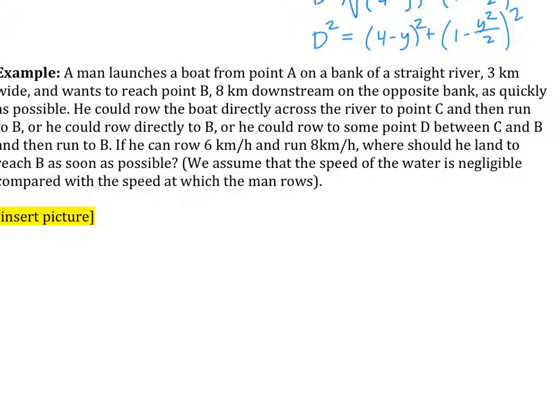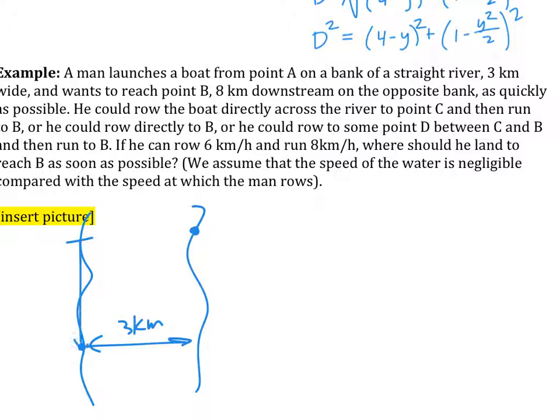All right, so this is where we stopped last time. I don't know if you remember. That was the one where you had a man who is going to go across a river that is 3 kilometers wide, and he wants to go down to a point that is 8 kilometers downstream. He has the option of rowing over first and then running to the point, or he can row straight to the point, or he can go somewhere in between and then run.